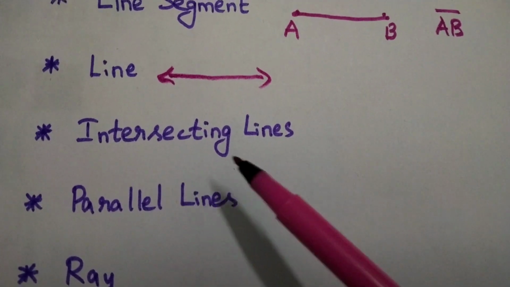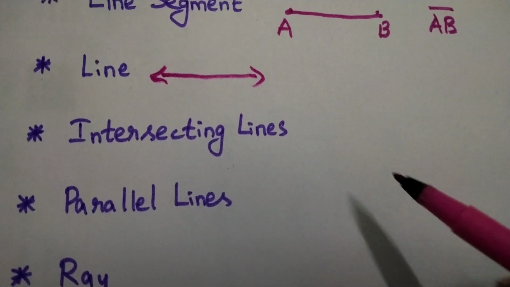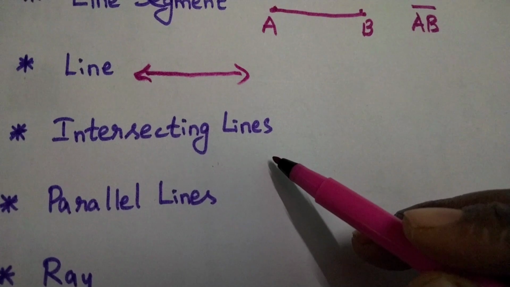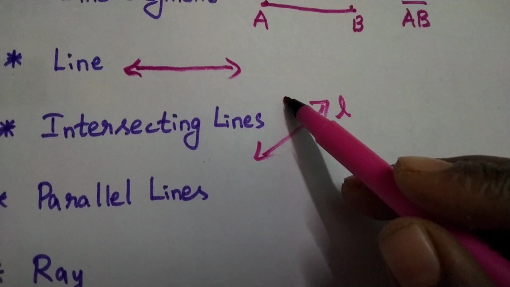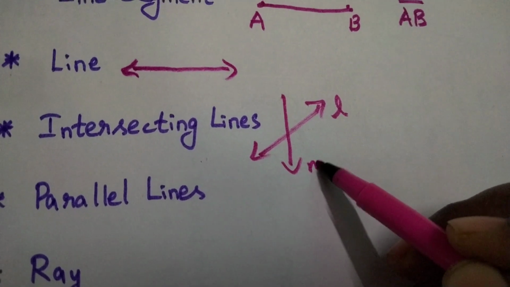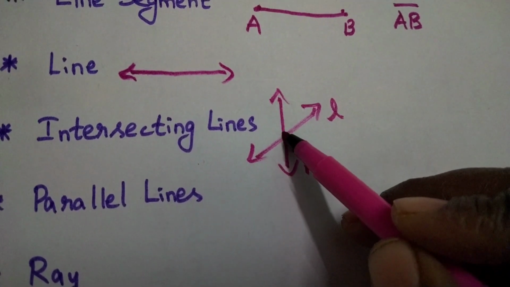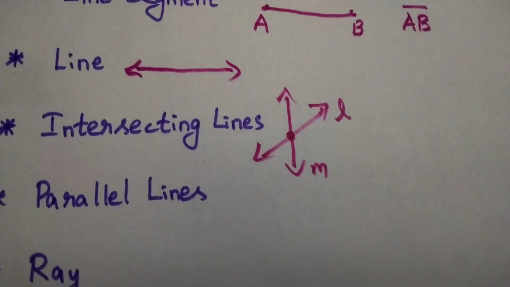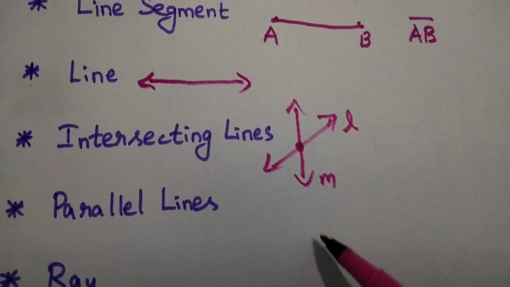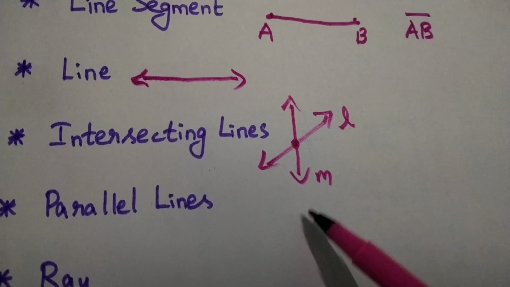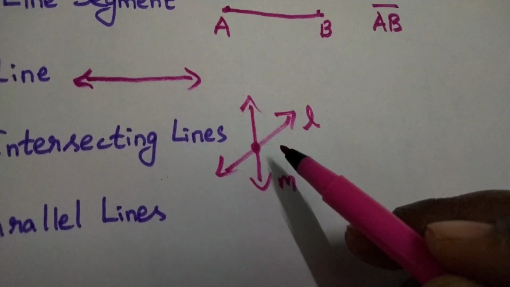Next one, intersecting lines. Intersecting lines means nothing but, we said line, isn't it? So 2 lines. This is L and this is M. See, these 2 lines meet at one place, isn't it? That's a common point. So like this, if two lines cross, that point we call as intersecting point. Let the point be P.